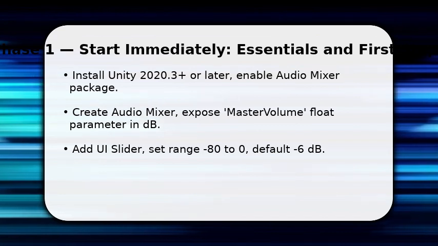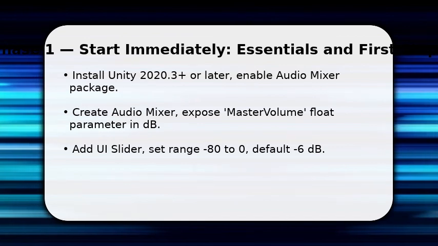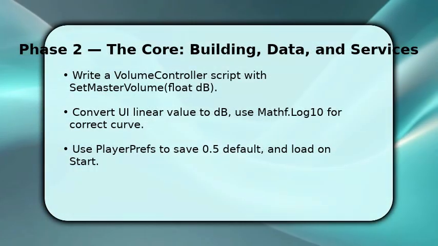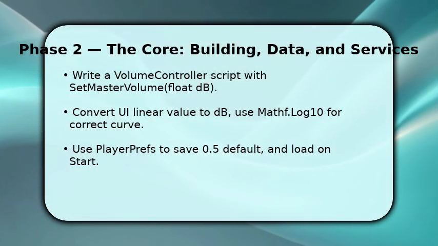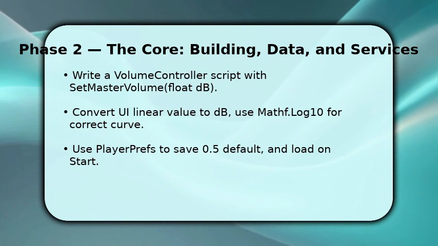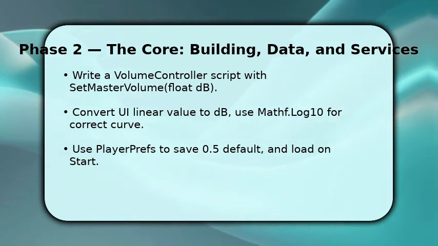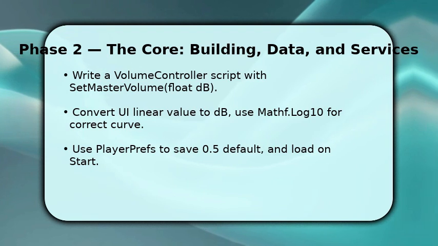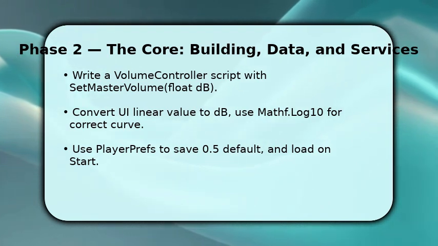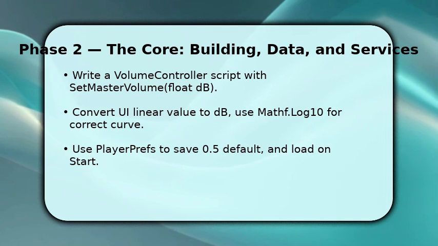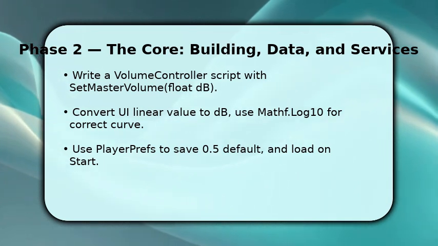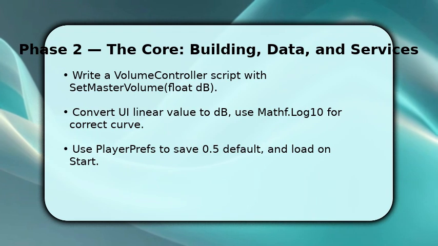Make sure to use dB space so linear UI values convert correctly, because audio mixing expects dB, not raw linear gain. You now implement the middle logic in a volume controller script that contains set master volume, float dB, and load/save methods. Convert a 0-1 slider to decibels using dB equals 20 * Math.Log10. Math.Max value 0.0001f, so the ear perceives changes evenly.